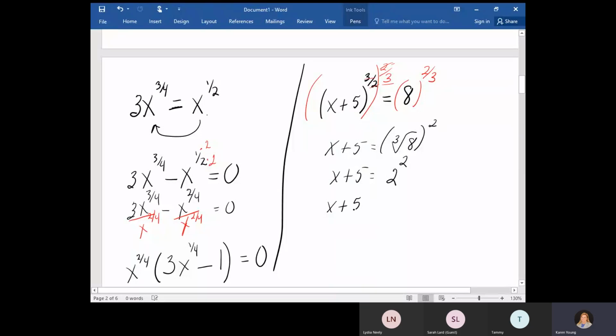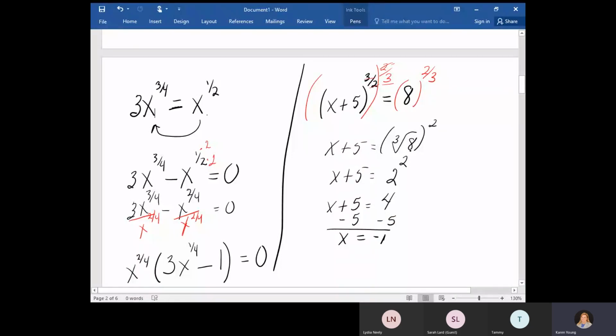So I have x plus 5 equals 2 squared, which is 4. I'm going to subtract 5 from both sides. So x is going to equal -1.